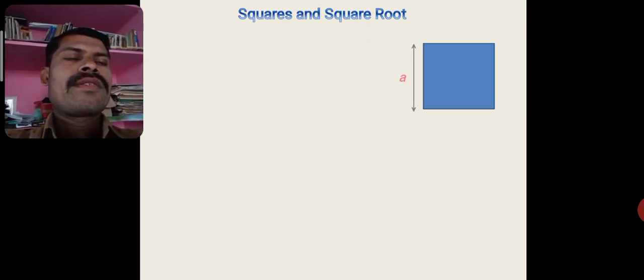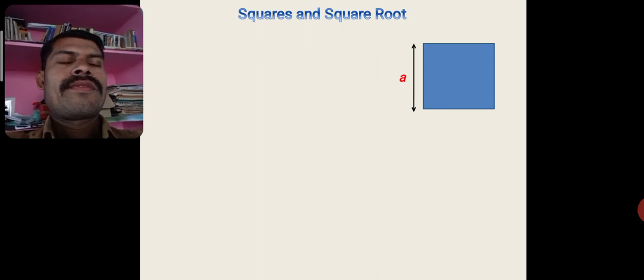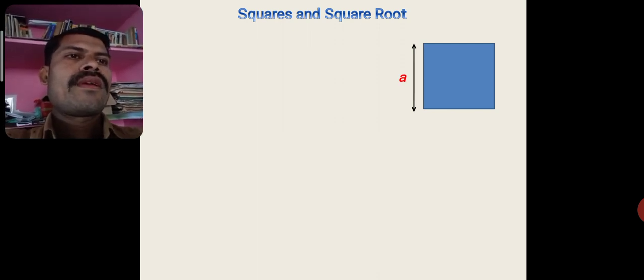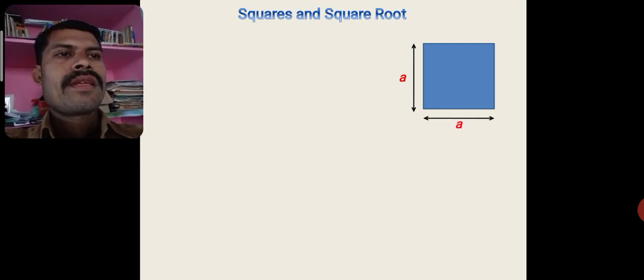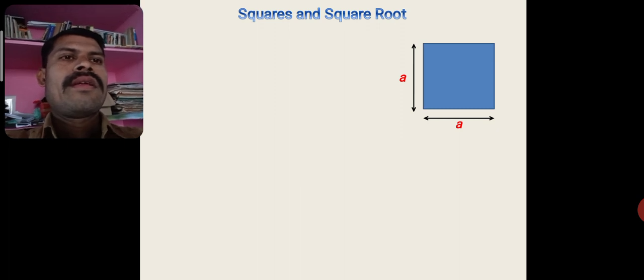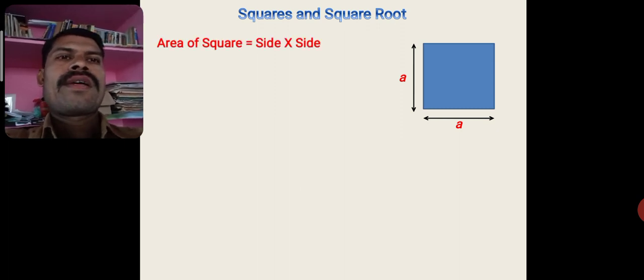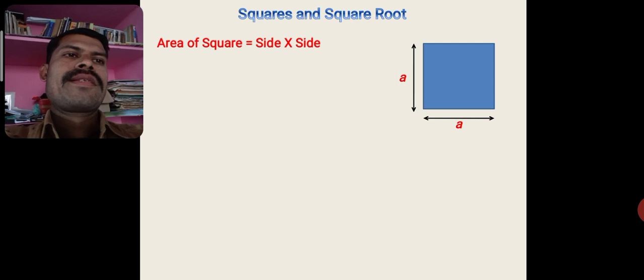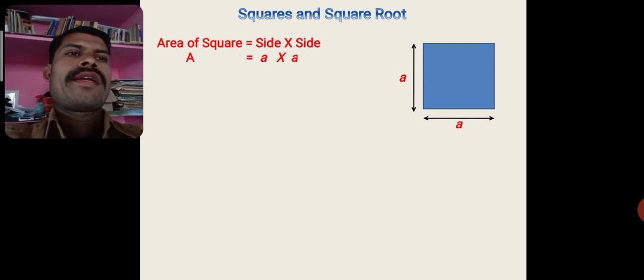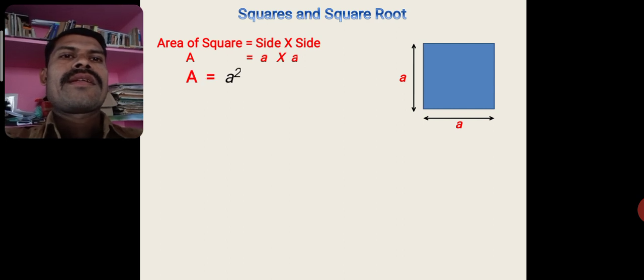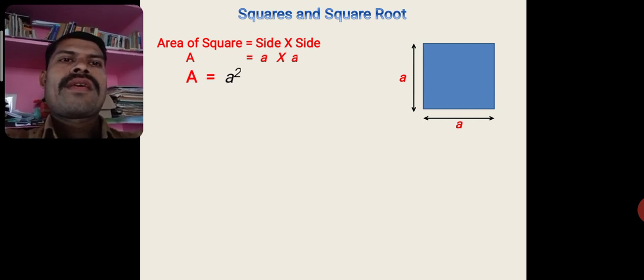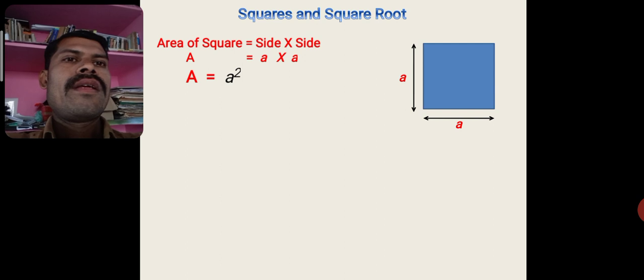So here, if the side length is a, the breadth is also a. Length and breadth are the same in measure in the square. Therefore the area of a square is given by side into side, which means it is equal to a into a. A into a is a square. Area of square is equal to a square.